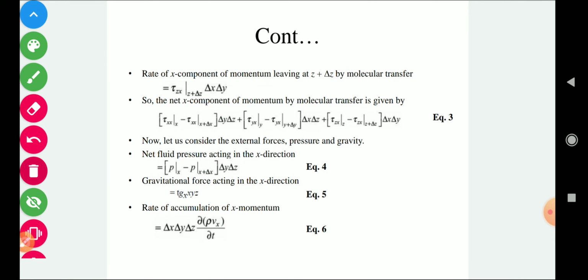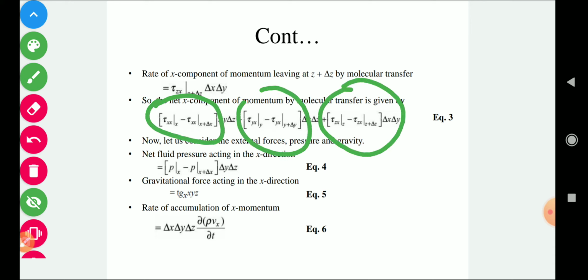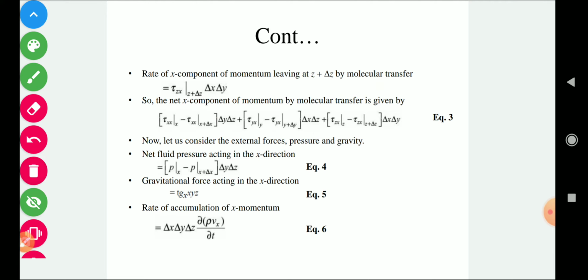Along the z direction. So the net x component of momentum by molecular transfer will be given by this: this is in the x direction, this is in the y direction, this one is in the z direction. So the x component of momentum in three directions. Here also the momentum in minus out. So these equations give the value of the net x component of momentum by molecular transfer.